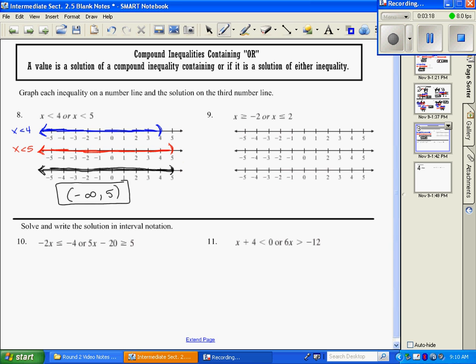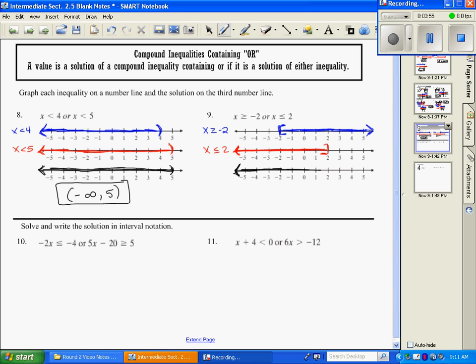Alright, number 9, we have x is greater than or equal to negative 2. So it's a bracket on negative 2, shade to the right. X is less than or equal to 2, so it's positive 2. Okay, if it was represented above, then it's going to be in the solution. So because the red part was graphed here, it gets to count in my solution.